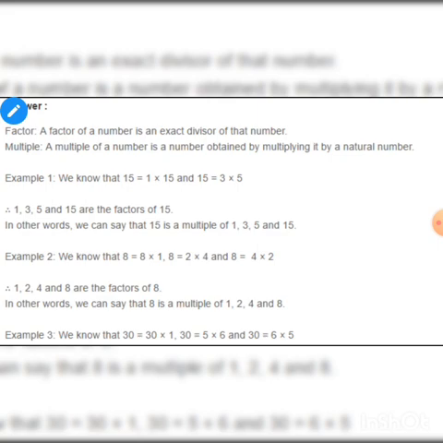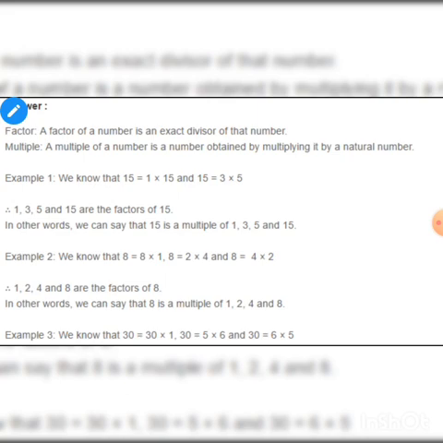A factor of a number is an exact divisor of that number. It means such numbers which exactly divide a particular number are called the factors of that number. Now, with the help of an example you can understand.